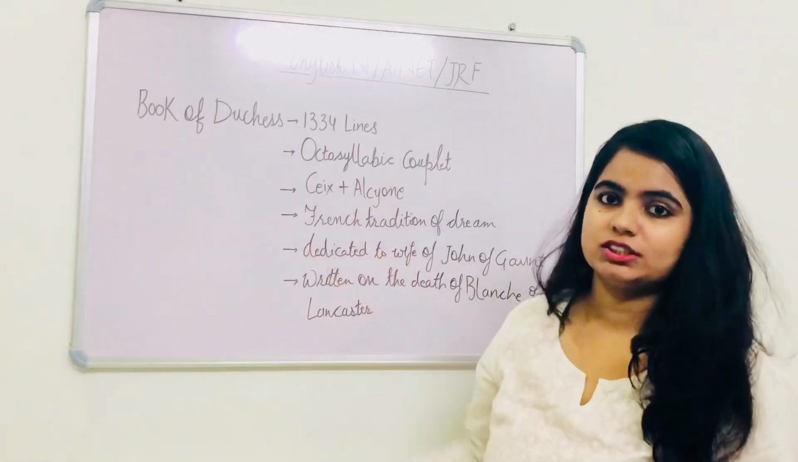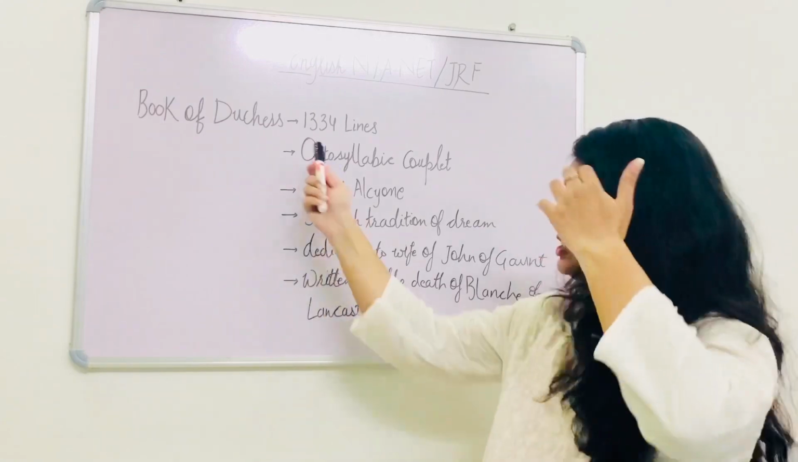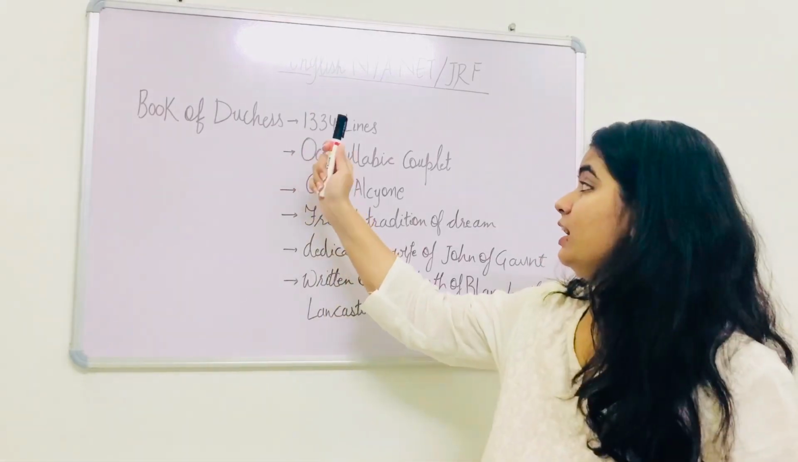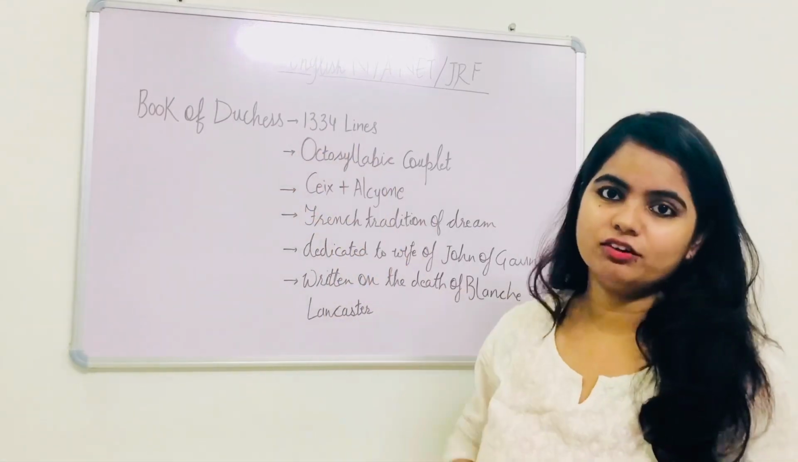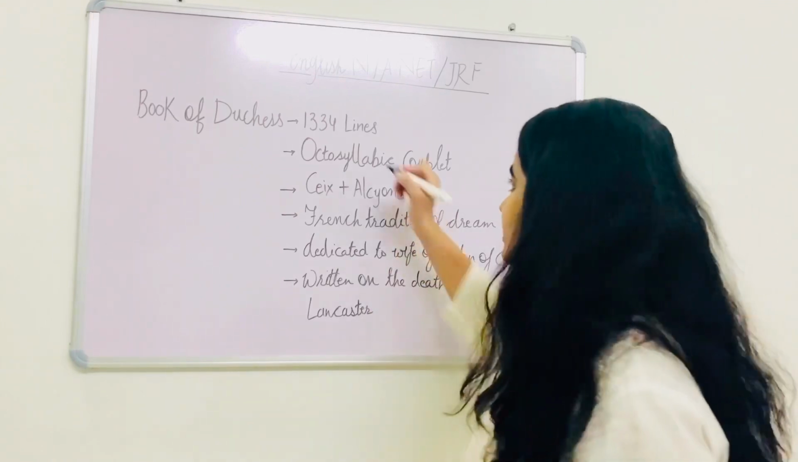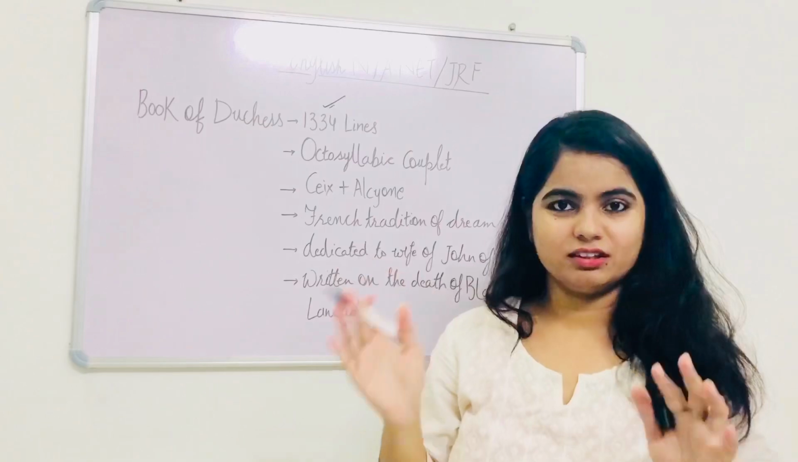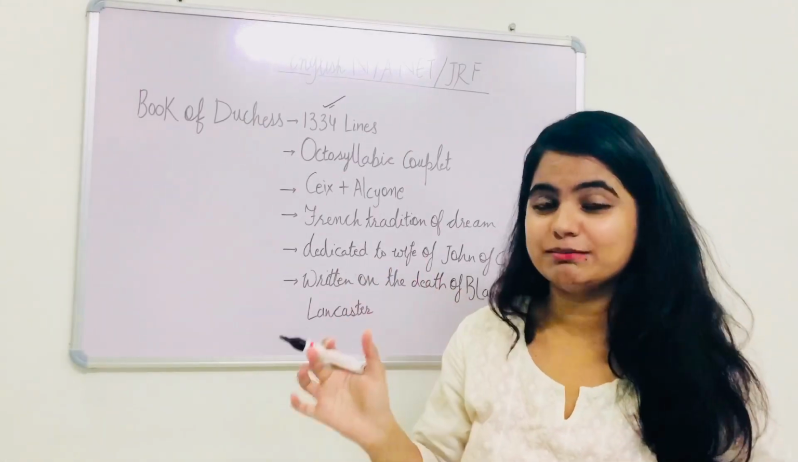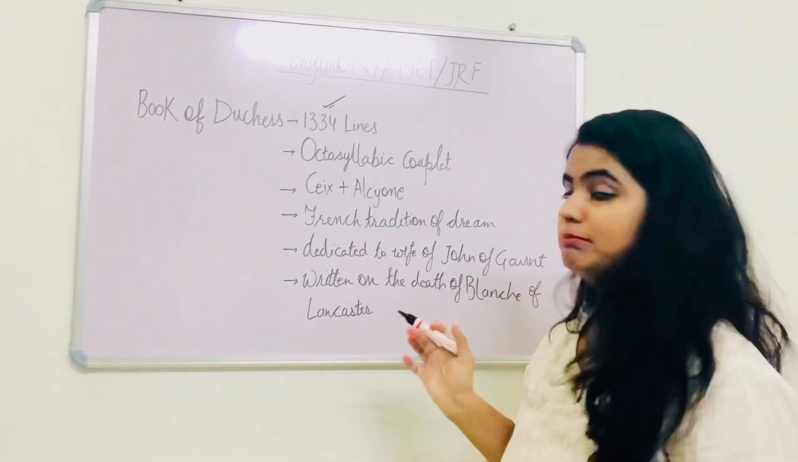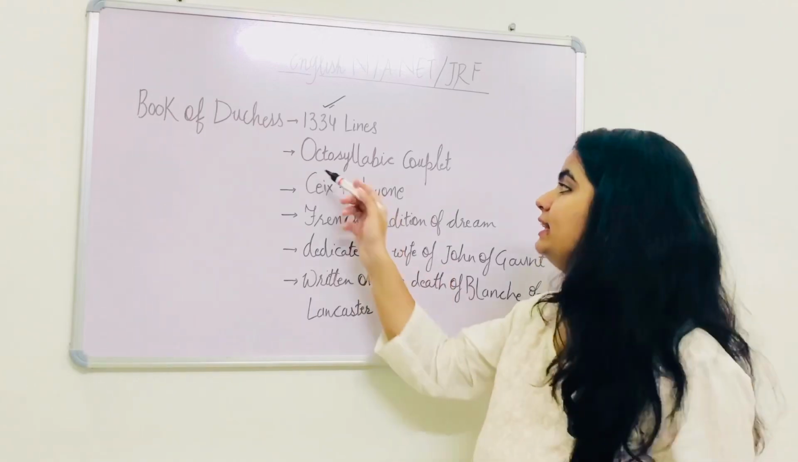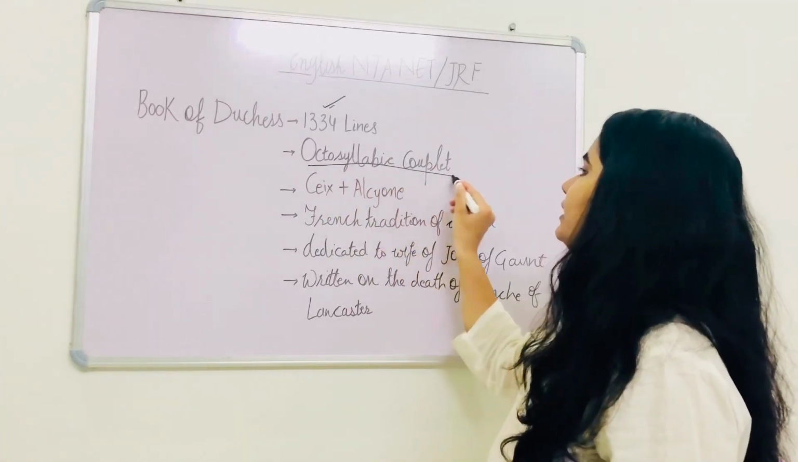So Book of Duchess was written with 1334 lines. Now this is important, you have to mark this. 1334 lines, right? Do not remember the year but the number of lines, because this is very important for NET purpose. And then we have octosyllabic couplet.